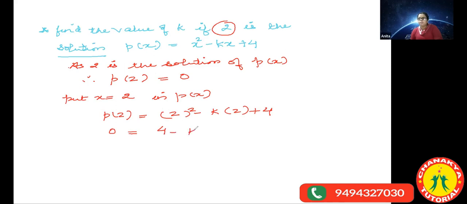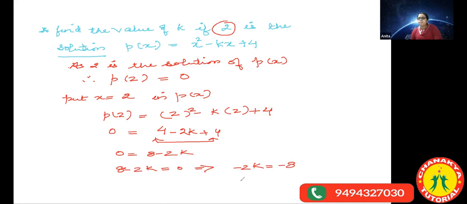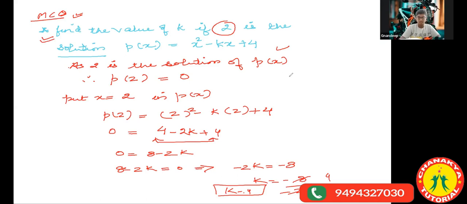So 4 minus 2k plus 4. Now 4 plus 4 will be 8 minus 2k, or you can write 8 minus 2k is equal to 0. Then this implies minus 2k will be equal to minus 8. Then the value of k will be minus 8 divided by minus 2. So it will be 4. Clear this, children? And this type of question comes only in MCQ form. If you see previous year question papers and sample papers, you will see this type of question in MCQs only. Clear? Yes, ma'am. Okay. Now may I proceed to the next step?